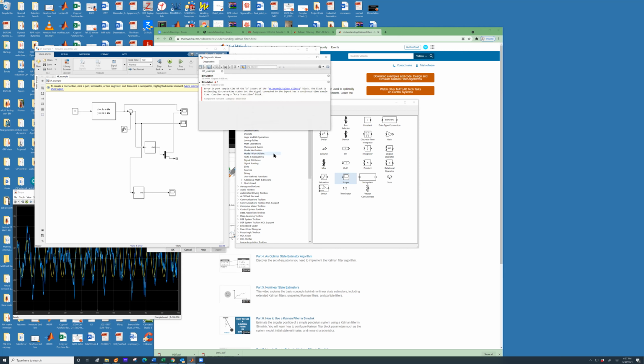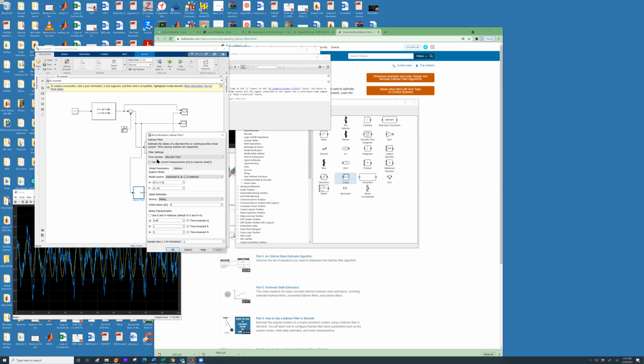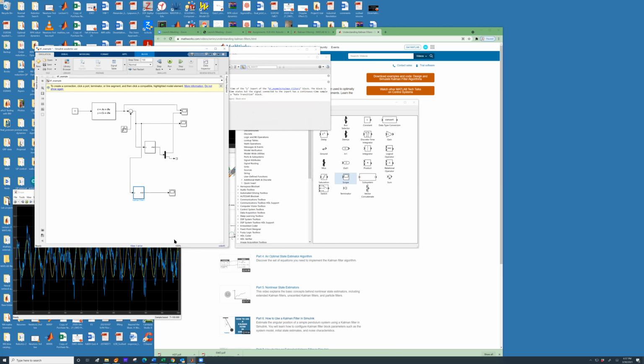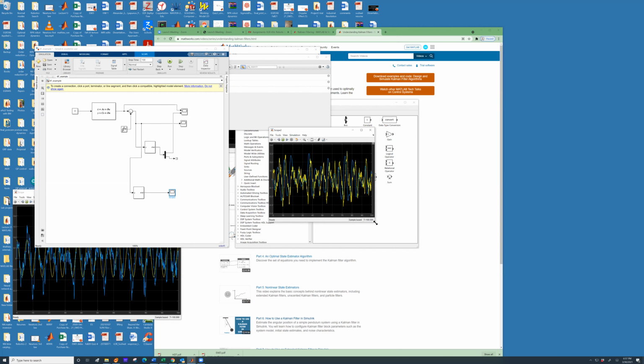Now, here is the problem. There are 2 ways Kalman filter is implemented. Either you can implement Kalman filter on a discrete system, or you can implement Kalman filter on a continuous system. We are feeding data that is continuous, so we can't use the discrete time Kalman filter. We have to use the continuous time Kalman filter. Click OK and then run, and you will notice you will have this output.